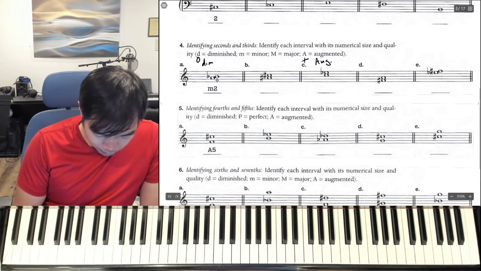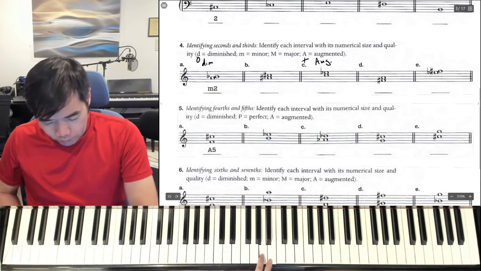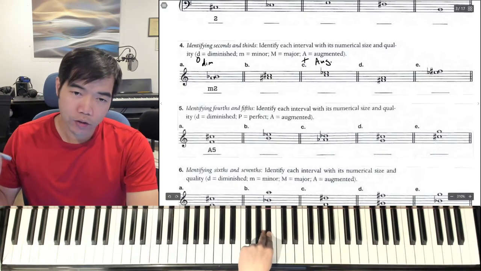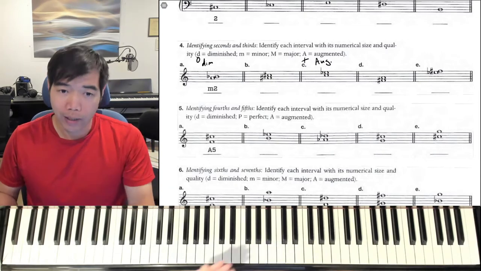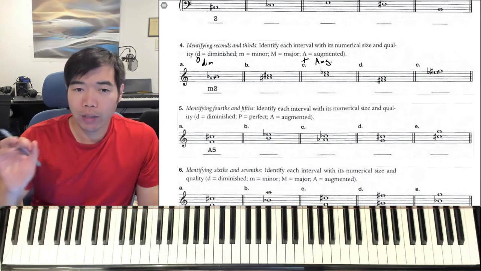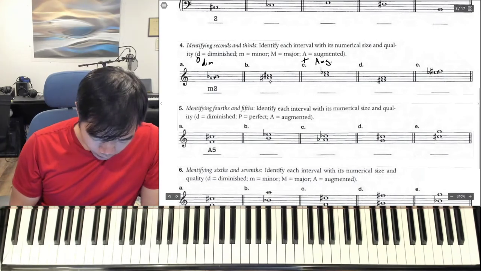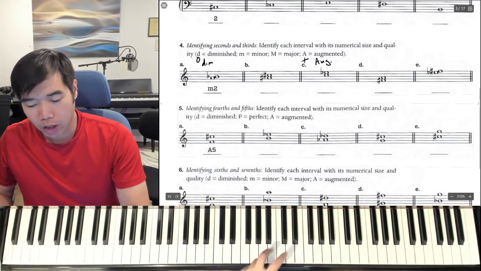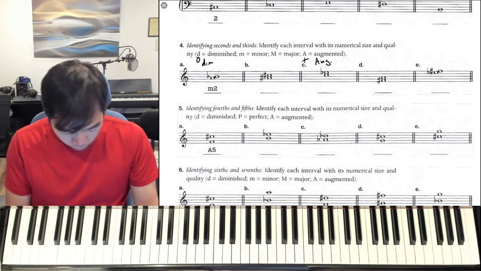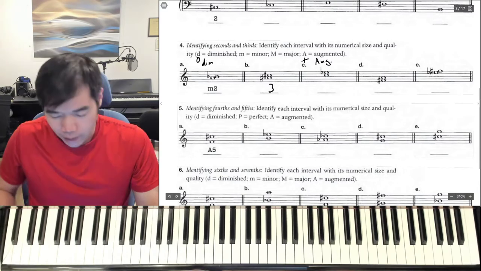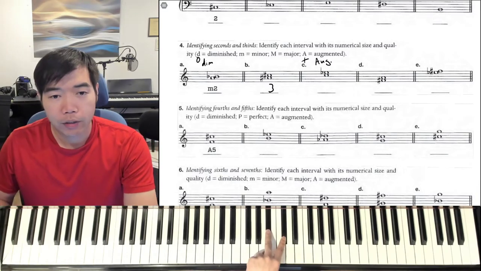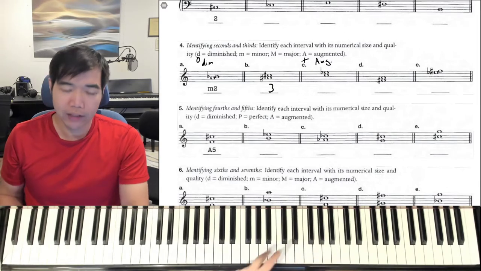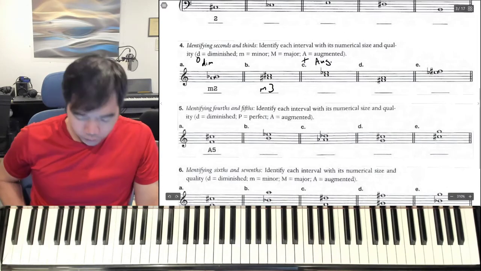So in this first example, we have an A to a B, which is a second. It's a B flat, which means there's only one half step. One half step is a minor second. If you need to review that, we have a video to go over that again. And the second one, let's do one more, treble clef, that's A sharp to C sharp. A to C, that's a third, so I'm going to write that first. And then, now I'm going to do A sharp, C sharp, and count the half steps. 1, 2, 3, 3 half steps makes a minor third.